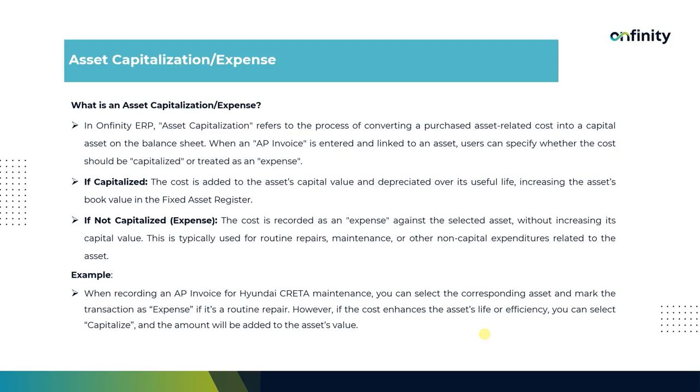If not capitalized, the cost is recorded as an expense against the selected asset without increasing its capital value. This is typically used for routine repairs, maintenance, or other non-capital expenditures related to the asset. For example, when recording an AP invoice for the CRETA's maintenance, you can select the corresponding asset and mark the transaction as an expense if it's a routine repair. However, if the cost enhances the asset's life or efficiency, you can select Capitalize, and the amount will be added to the asset value. Let's move into the system and quickly create an AP invoice record to capitalize the asset.